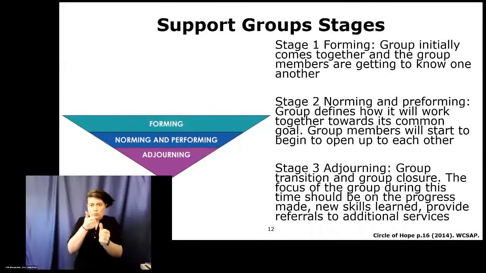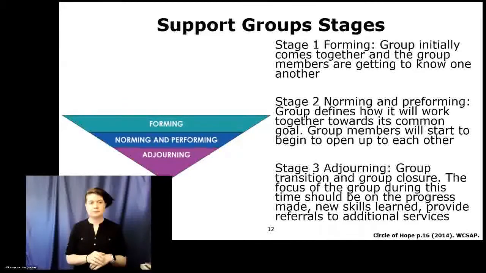And this stage can last around 3 sessions, and it is imperative that in this stage, facilitators work to build trust between the facilitators and the participants, but also amongst the participants. Especially in rural communities, the participants may be familiar with each other in some way, and it's important that these expectations around confidentiality and safety are set.